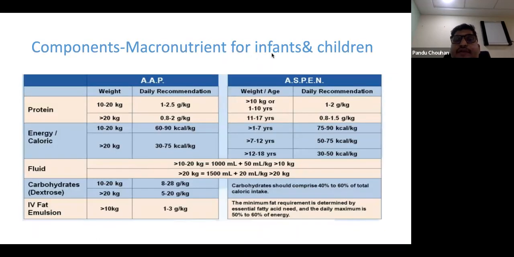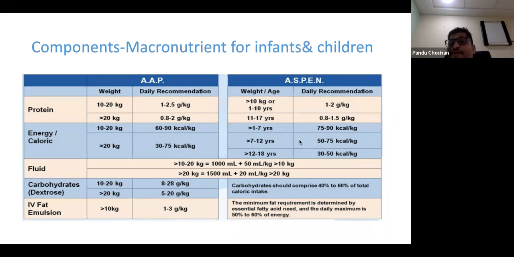This is the macronutrient guidance for infants and children. You can see here protein. According to the American Society for Parenteral and Enteral Nutrition, for children 1 to 10 years, it is around, and for more than 10 kg, it is 1 to 2 gram per kg. In children 11 to 17 years, it is 0.8 to 1.5 gram per kg. In neonates, as we have seen, it is up to 4 gram per kg per day. When it comes to calorie energy, it is 75 to 90 kilocalories per kg in children, in infants, in the early toddler age group.